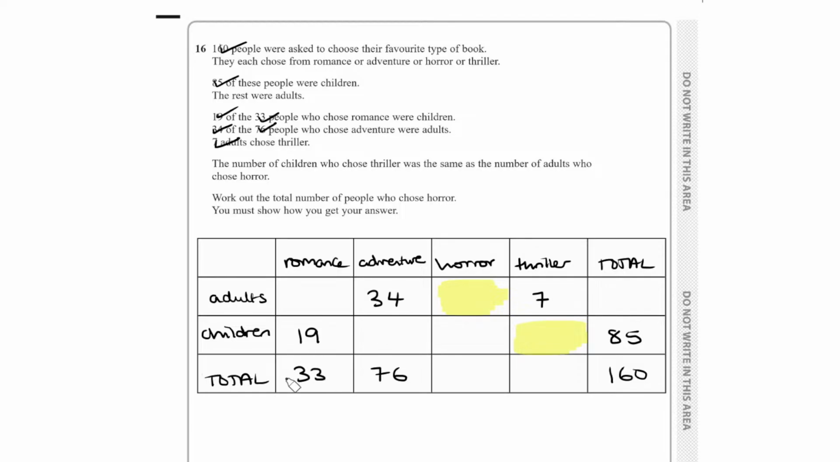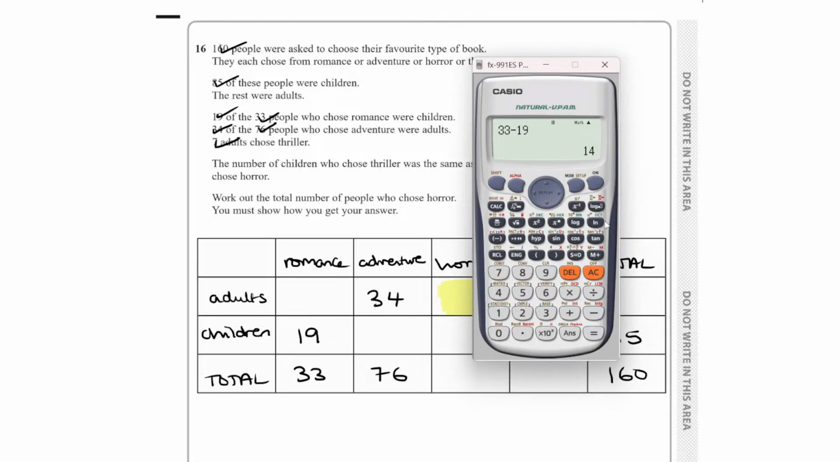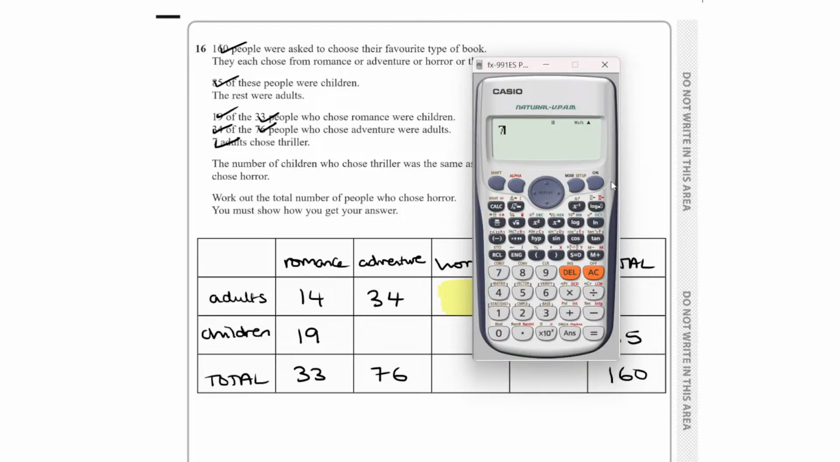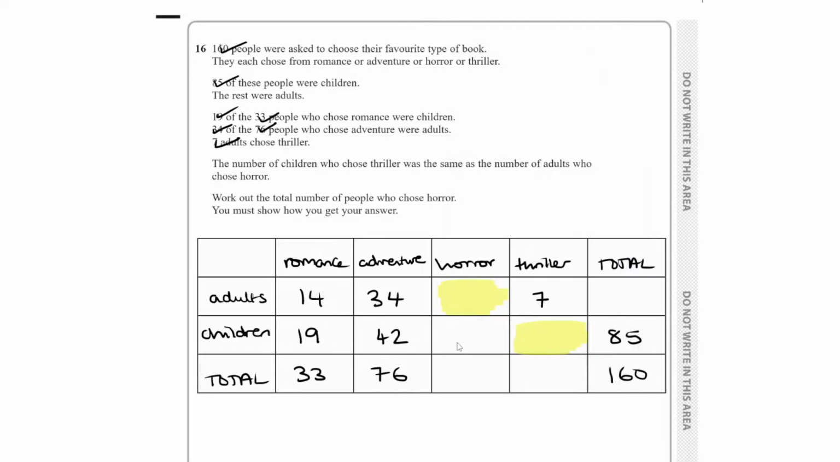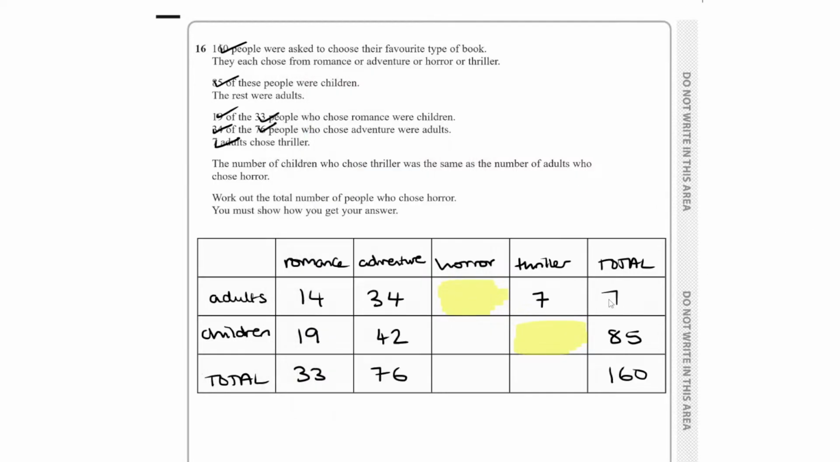So the first one is these two rows, and these two columns even. Do you see this column here? If 33 people chose romance, then we know there's 19 children, so how many adults is that? Well, that'd be 33 minus 19, wouldn't it? Which is 14 adults. Same with adventure. We've got a total of 76 minus 34 is 42. 42 children. Okay, so then we're filling in these. We could also work out the total adults in general, couldn't we? Because we've got 160 people minus 85 children. So that's 75 adults.